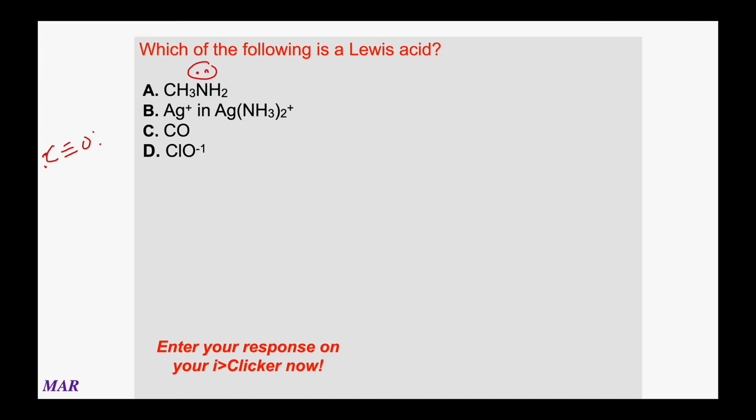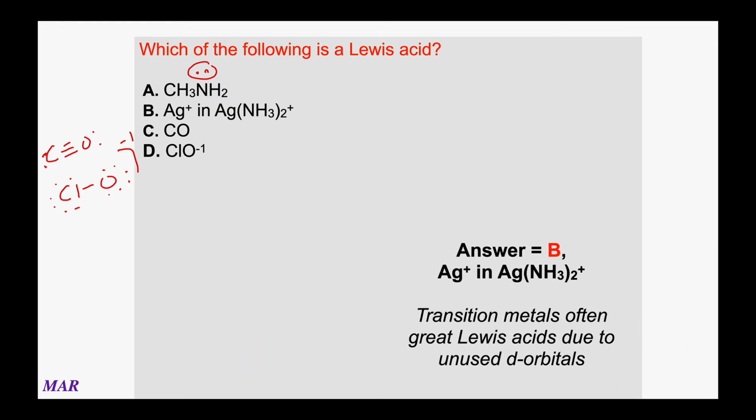Hypochlorite, the next to last one, if you draw it out, has a Lewis structure where there's a single bond between the chlorine and the oxygen. The chlorine has a filled octet, and so does the oxygen, but notice lots of lone pairs, all right? Lone pairs, again, better Lewis bases than acids. So most of the transition metals, like silver in answer B, are going to be great Lewis acids. Lewis acids are usually transition metals or the group 3A metals, like boron, aluminum, gallium. It can be the hydrogen ion too. So just keep that in the back of your mind.